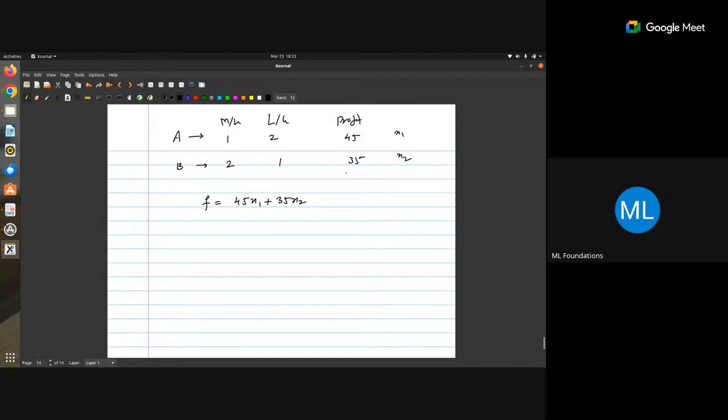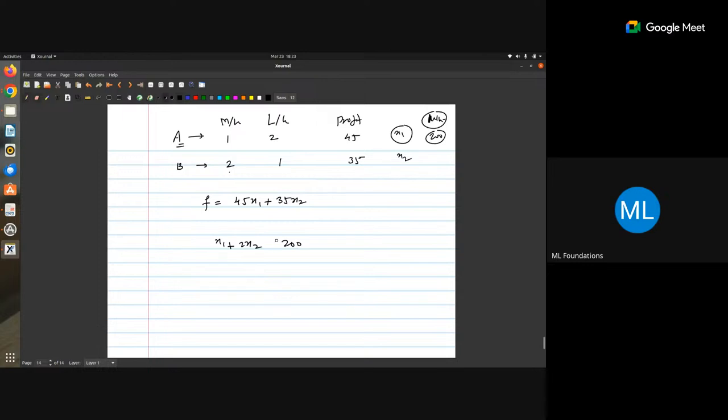To produce X1 units of A, how many machine hours are required? X1, and X1 plus 2X2 in total. But the constraint on machine hours is? We have only a maximum of 200. That means I can go up to 200 or less than 200, but I cannot go beyond 200.